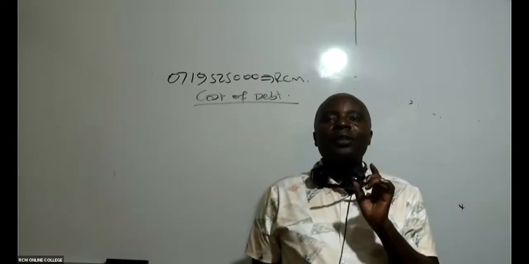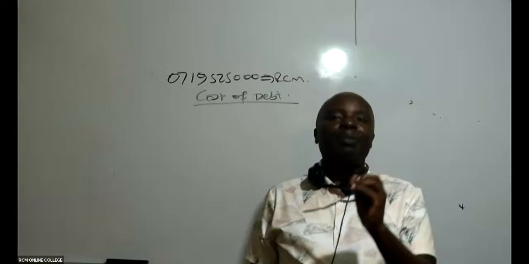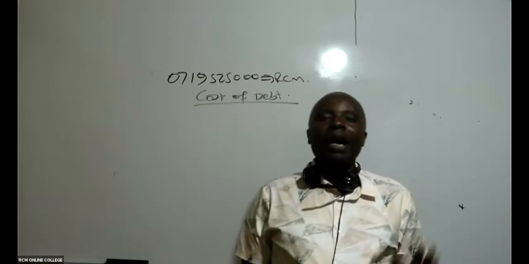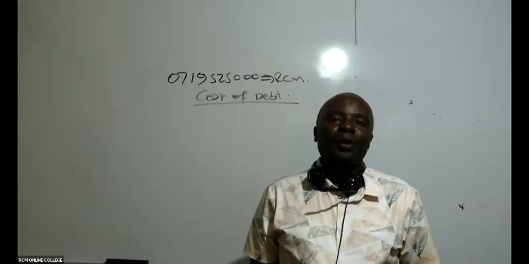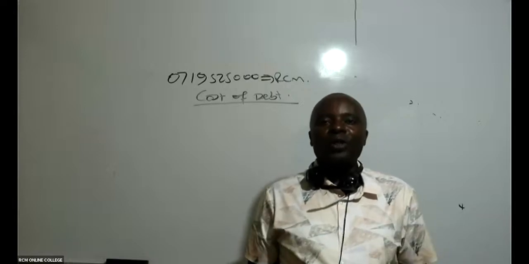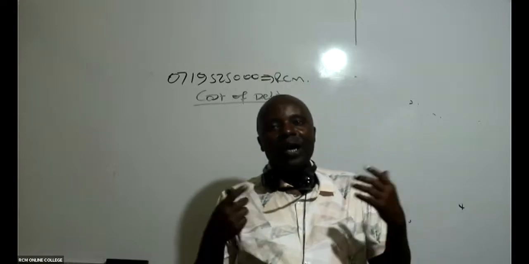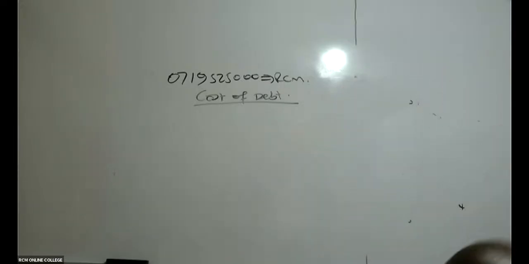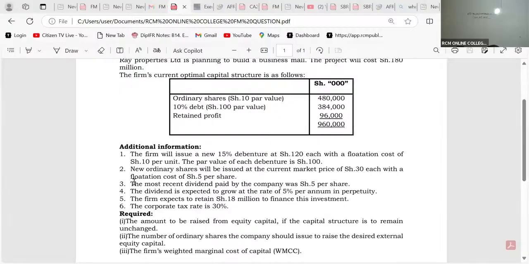Redeemable debts are those debt instruments with a maturity period. We are told that this debt will be reimbursed after, say, 10 years. And irredeemable ones are the normal bank loans, which you and I always know how to roll over. We keep on rolling them over. When you finish one, you go and borrow another from the bank. That is irredeemable.